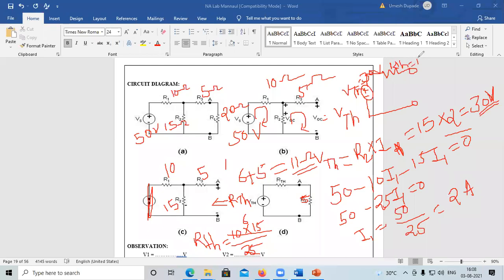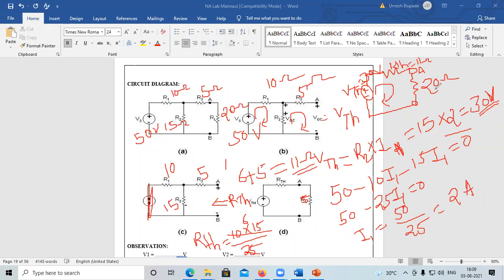11 ohm. Okay, and again across terminal A and B, the resistance we removed in the first step, just connect this resistance here. That resistance is nothing but 20 ohm. Now apply KVL to that and calculate the value of current.